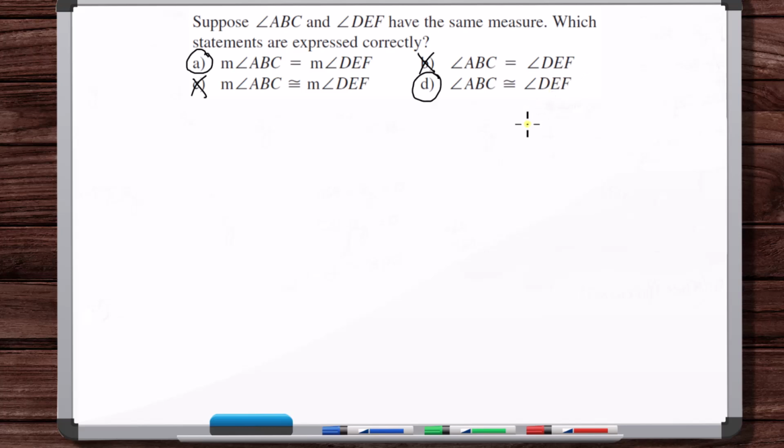I mean, there is a way. I guess all of the side lengths of two congruent triangles would be congruent. So you could write that each of the corresponding side lengths are equal, but that's a little more complicated than just saying that two angles are congruent and the two angle measures are equal, and that's it.